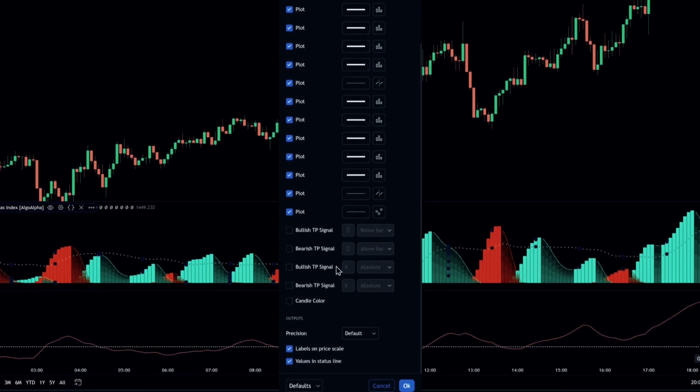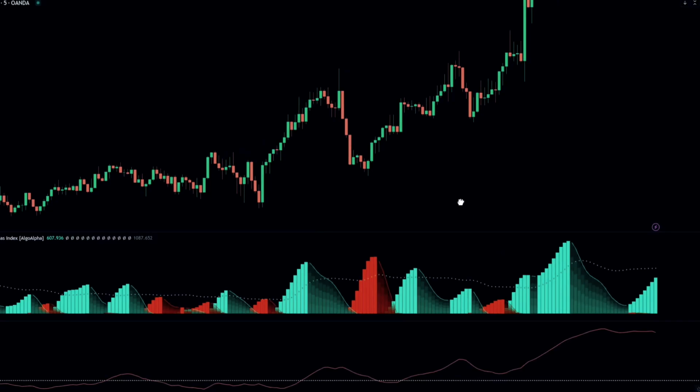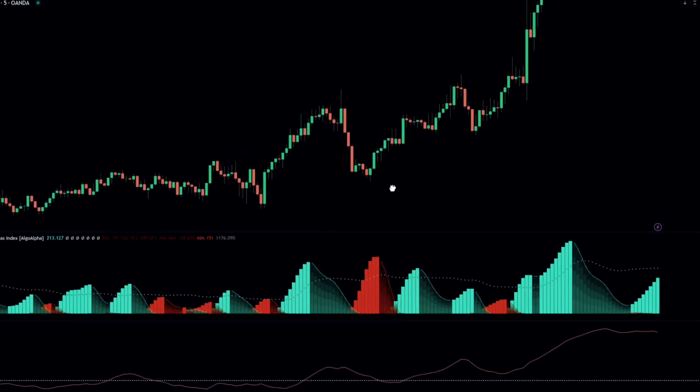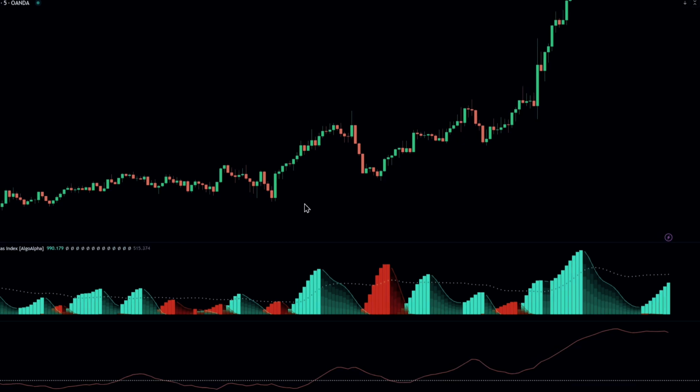Then click OK. So now that we know that this indicator identifies market momentum, teal for bullish, red for bearish, the next big question is, how do we combine it with the ADX to enter long and short positions? Let me show you how.